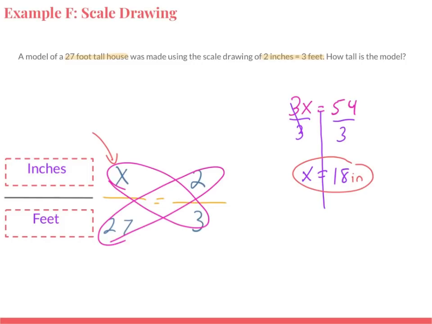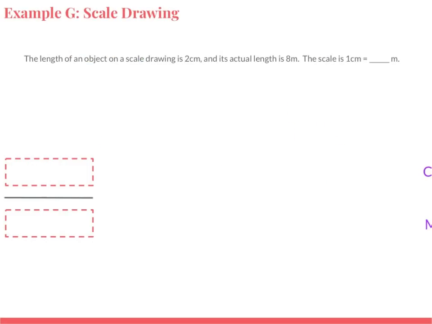Now let's take a look at another scale drawing problem. In this problem, it says the length of an object on a scale drawing is 2 centimeters, and its actual length is 8 meters. The scale is 1 centimeter to we don't know. So in this particular case, they've given us the model, they've given us the actual, and we need to figure out what the scale was. So we're going to go through our problem, figure out our important pieces of information. Scale drawing is 2 centimeters, the actual length is 8 meters, and our scale is 1 centimeter to we don't know.